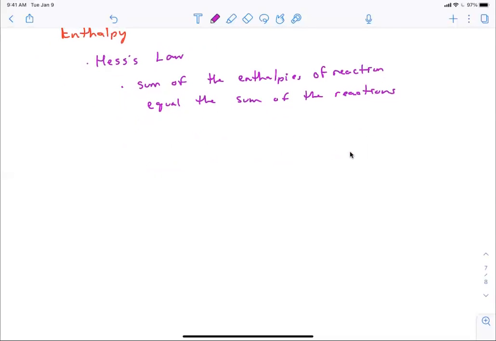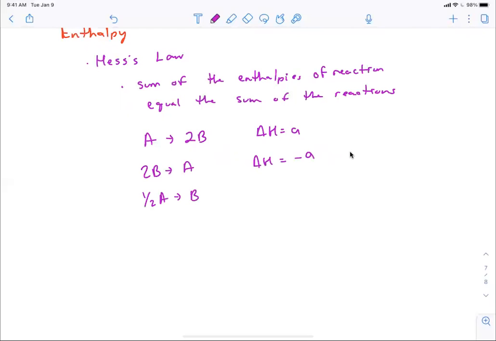So the main concept of Hess's law is really understanding that this is some value of delta H of A, and this is negative A, and this is 1/2 A. So whatever you're doing to the coefficients, you do to the delta H values as well. Then you still add them all up such that you get the overall reaction. So manipulating reactions is the core dynamic of Hess's law.